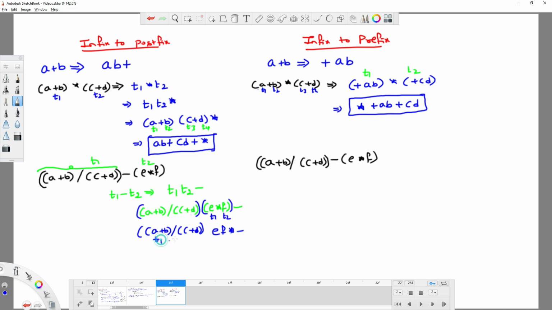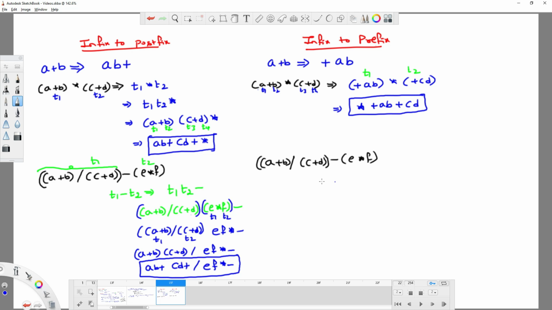Now this one I am assuming as T1, T2. If I do that, you will get T1 T2 division, which means a plus b, c plus d, division. That expression is completed. The remaining expression I write as it is. Then I solve the entire thing further: a b plus c d plus division e f star minus. This is the final postfix result you have to get.